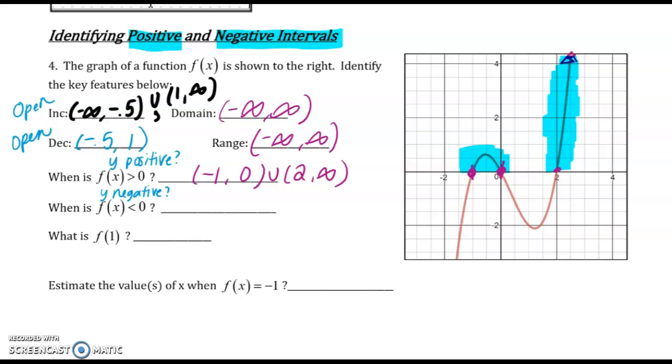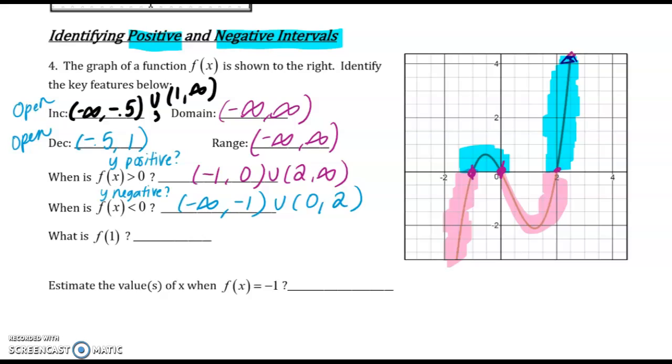When is f of x less than 0? So that's saying, hey, this part and this part. So the way I'm going to write that is from negative infinity until negative 1, it's less than 0. And then again, from 0 until 2, it's negative. Okay? So that's positive and negative, essentially.